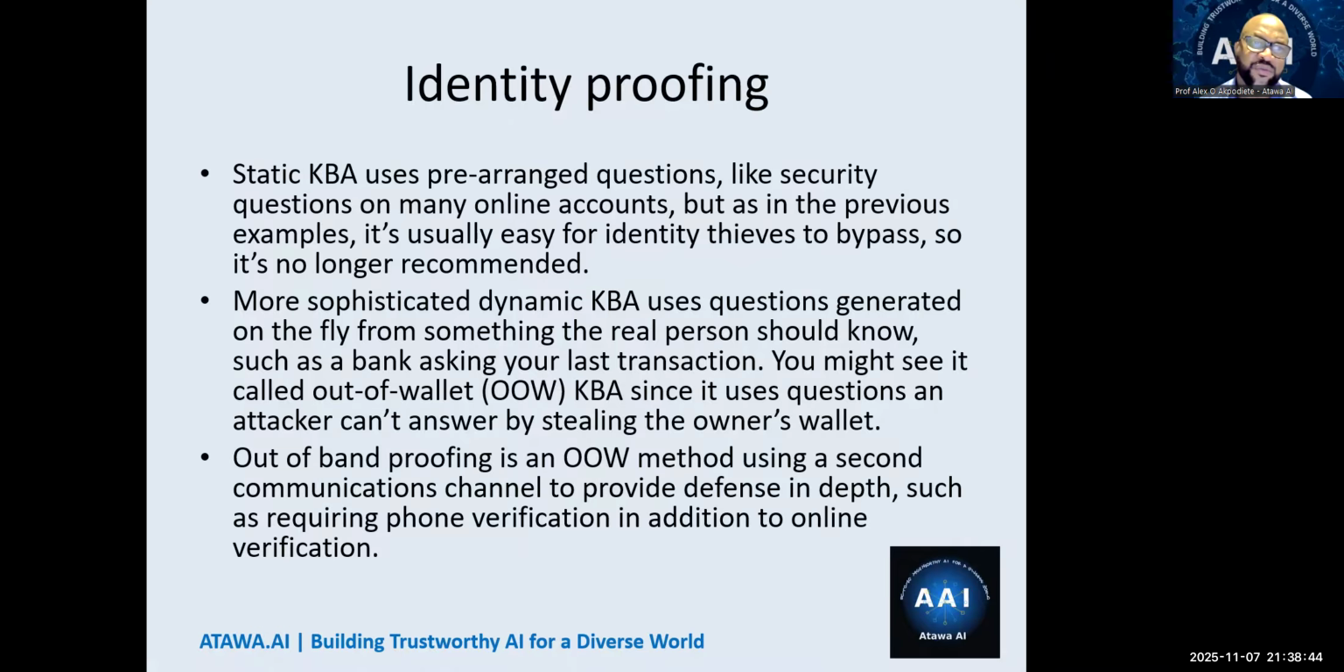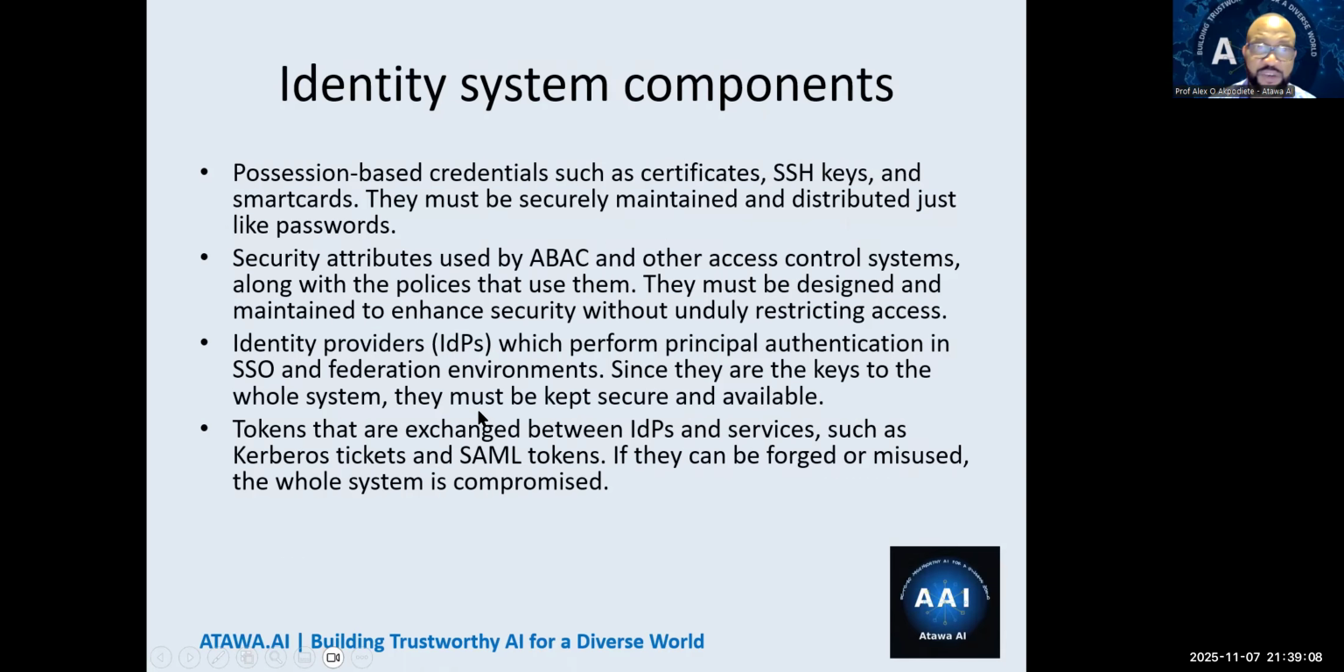But how do you prove identity? So identity proofing, you study KBA, like pre-arranged questions, like security questions. You have more sophisticated ones that can do that, or out-of-band, meaning not in your system, requiring full verification in addition to maybe online. That's all this is talking about. How do we prove your identity? How do you prove the identity, right, of the person that's trying to get into your network?